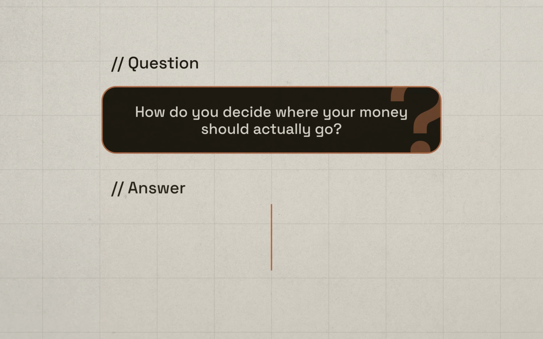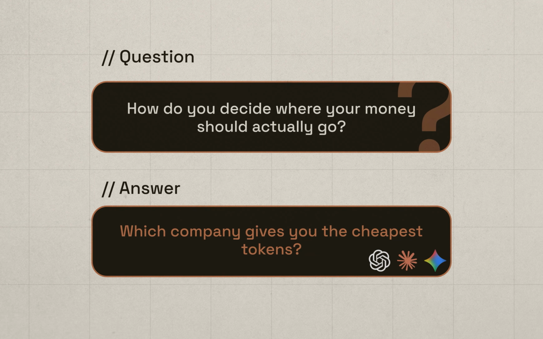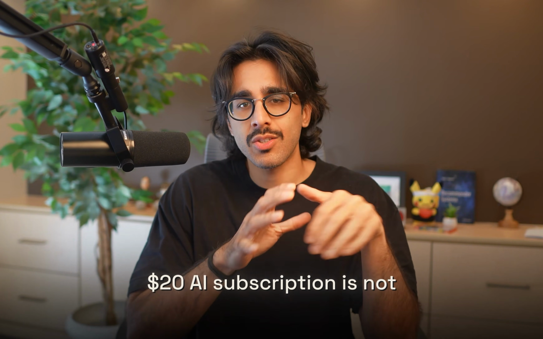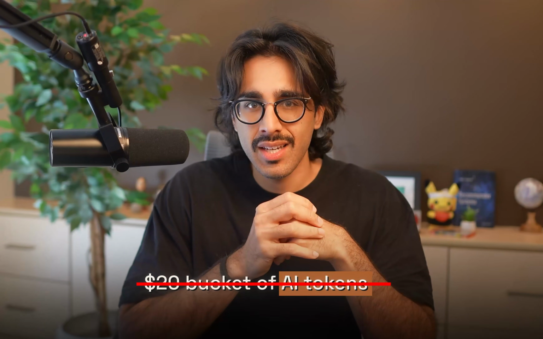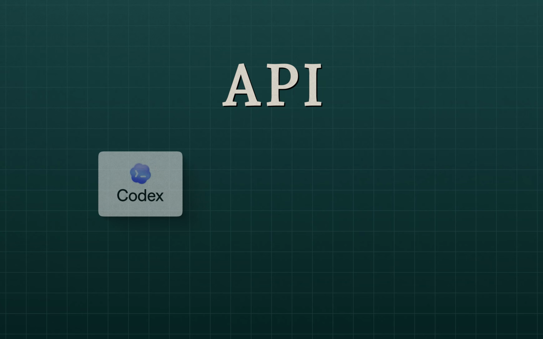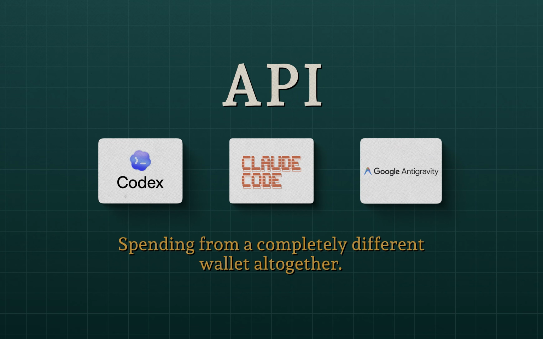The obvious answer is to compare which company gives you the cheapest tokens, but that comparison is already wrong, because a $20 AI subscription is not a $20 bucket of AI tokens. It buys access to an app, a group of models, a set of tools, and usage limits that can change depending on the job that you give it. And the moment you move into an API, for example, a coding agent like Codex, Claude Code, or Antigravity, you may end up spending from a completely different wallet altogether.